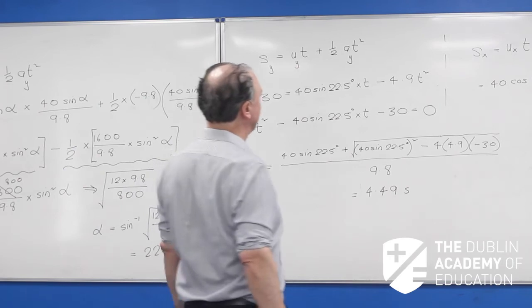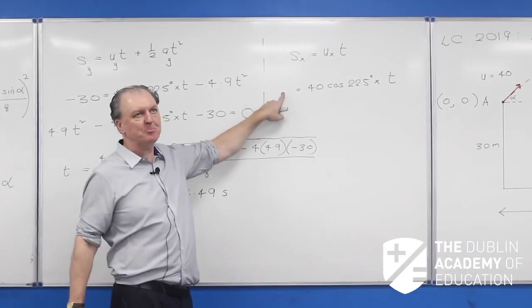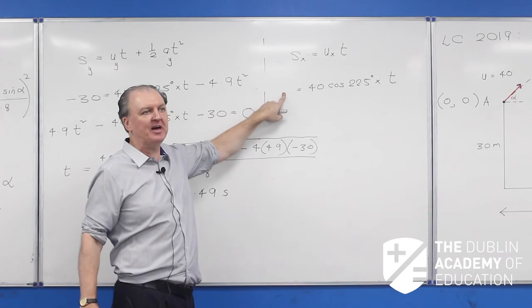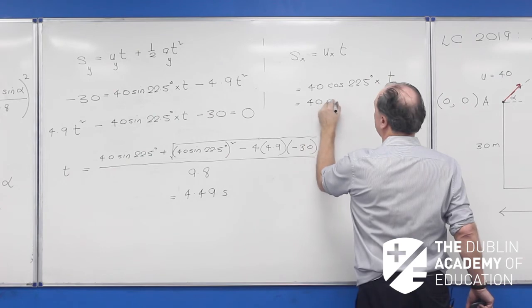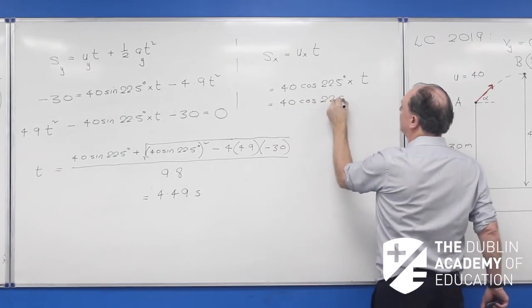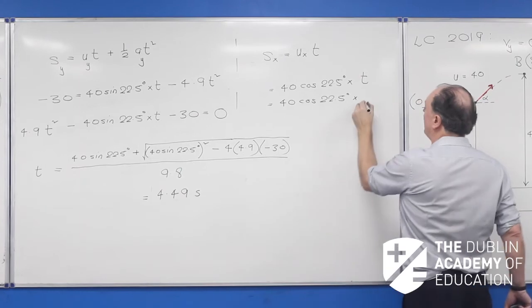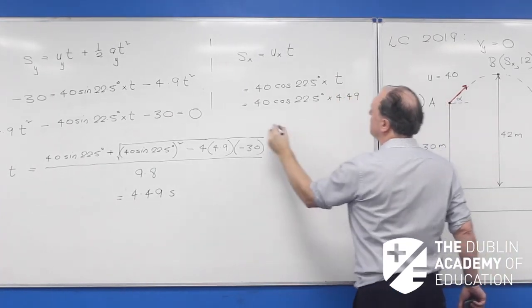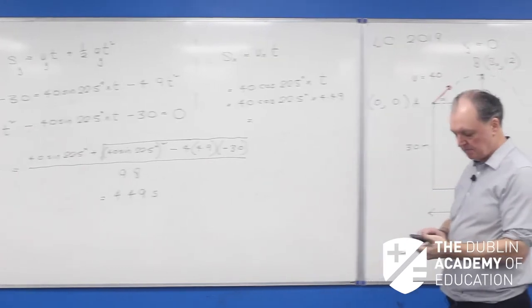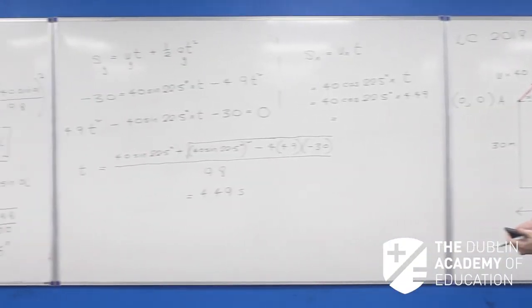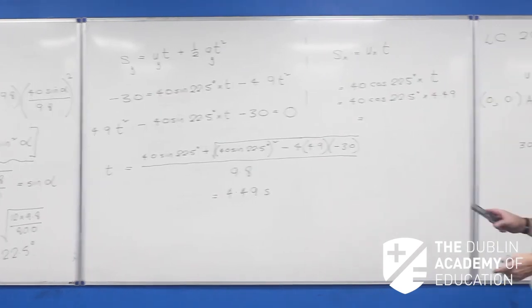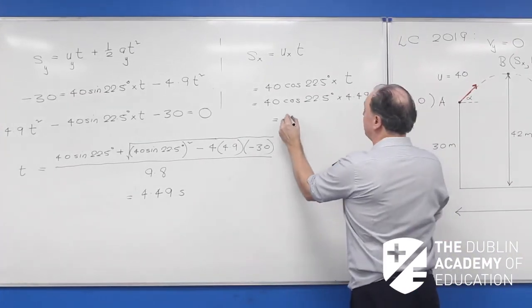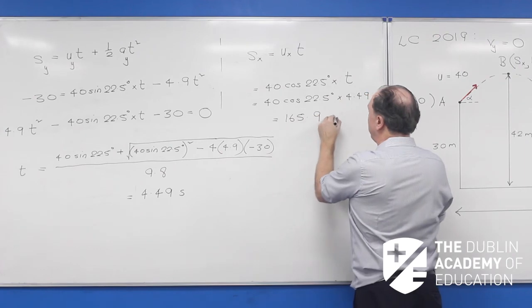Now, I want to find that horizontal range, so I'm back here again, haven't I? So I stopped there because I didn't have the time. So now I'm going to put that time in there. So now I've got 40 cos 22.5 degrees multiplied by a time of 4.49 seconds. And I get a horizontal range of 165.9 meters.